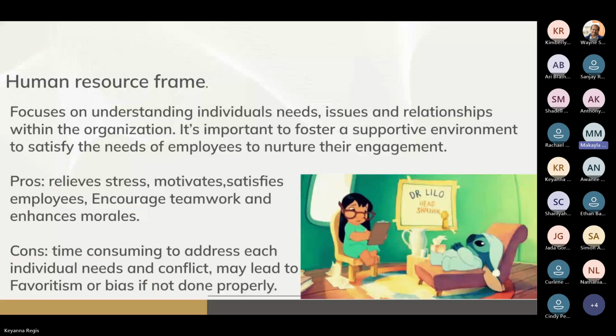Human resource frame. The human resource frame focuses on understanding individuals' needs, issues, and relationships within a company. It is important to foster a supportive environment to satisfy the needs of employees to nurture their engagement. Pros: relieves stress, motivates, satisfies employees, encourages teamwork, and enhances morale. Cons: time consuming to address each individual's needs and conflict, may lead to favoritism or bias if not done properly. Next, please.